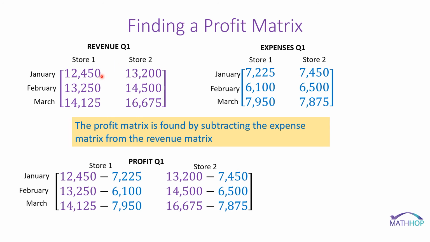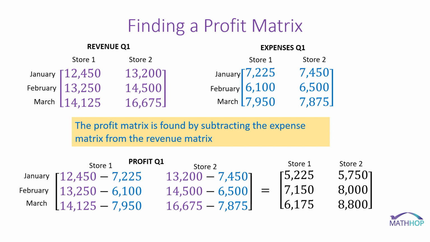We would take store 1 January's revenue minus store 1 January's expense. We would get $12,450 minus $7,225. And we would come up with our profit matrix by subtracting each of the corresponding entries. Okay, so that's the basics on matrices.